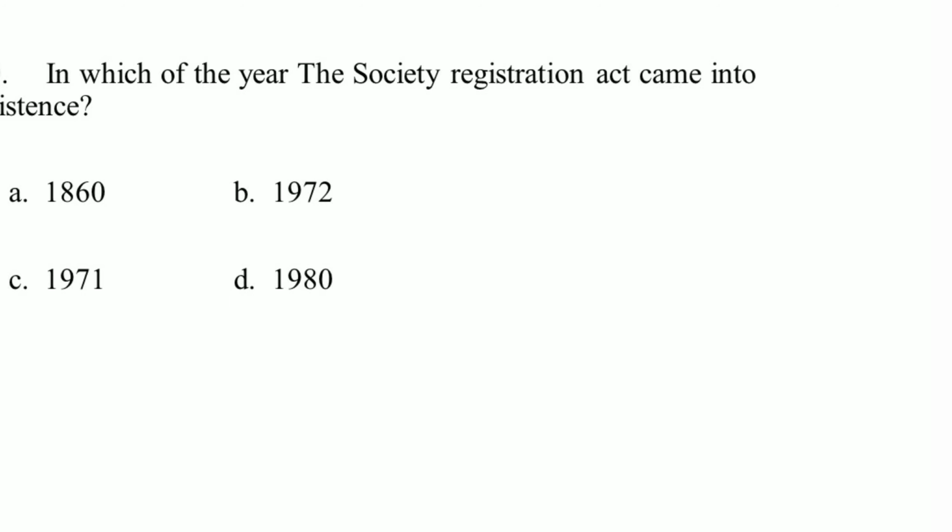Next one, in which year did the Society Registration Act come into existence? Option A, 1860. Option B, 1972. Option C, 1971. And option D, 1980. Right answer, option A, 1860. So the Society Registration Act came into existence in 1860.